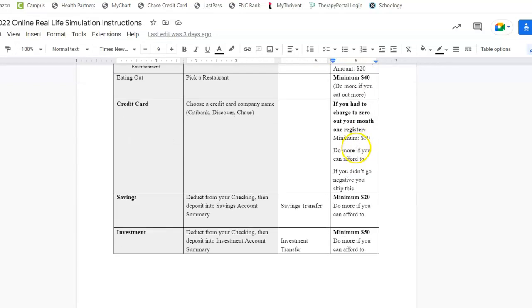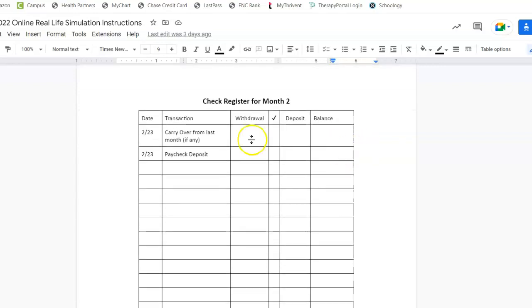And then when you finish with that, you want to get started on your check register. For this, I just have carryover from last month, if any. So you don't have to put a withdrawal or deposit. You could just put the balance that you had. If you had 0, put 0. You should have either a positive number or 0, because if you had a negative number, you're supposed to transfer to a credit card, basically saying you just charged it each time. But if you have a positive number, put it here. Like if you had $200 in your checking account from the month before, put it in.